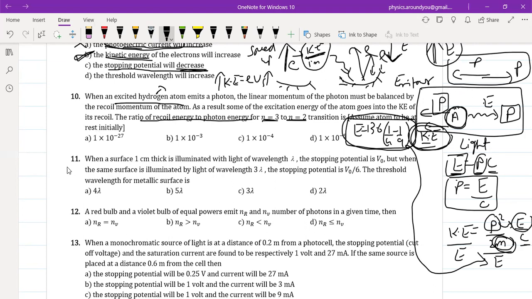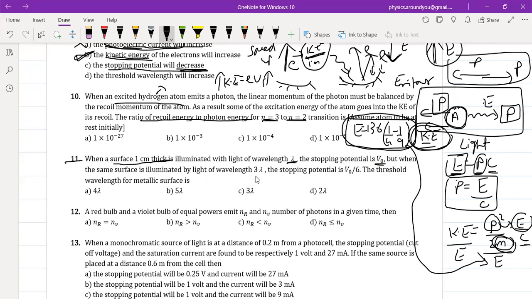Question number 11, right? First of all, the surface thickness has zero role to play. Don't look at this. It is irrelevant information. Now, with light of wavelength lambda, stopping potential is V naught.